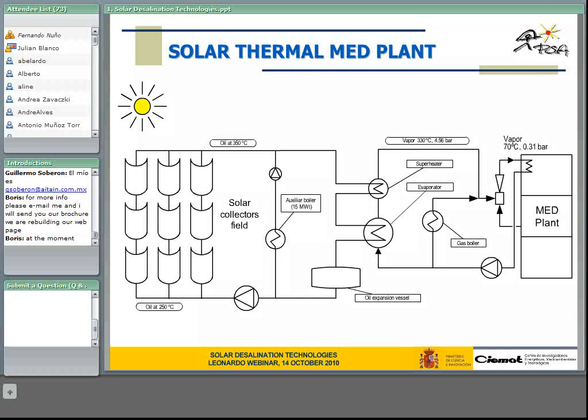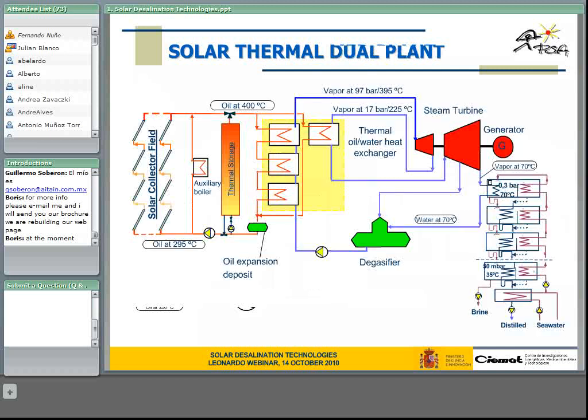This could be the configuration, but just to go to the end. The most logical way is not to make this in an isolated way, but to introduce all these concepts in a full solar power plant, in which we have the solar collector field, the thermal storage, the different superheater and heater to go to the turbine, and then to use the steam from the turbine to drive the MED plant.